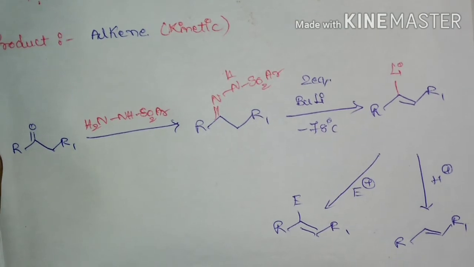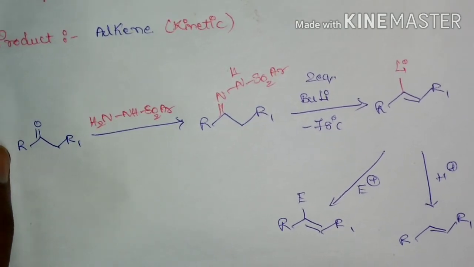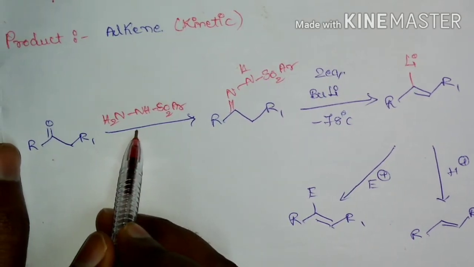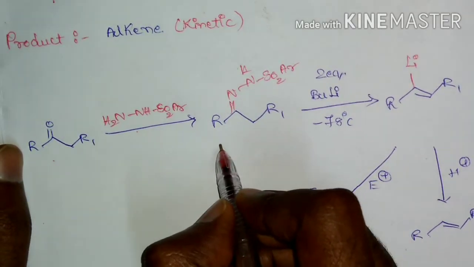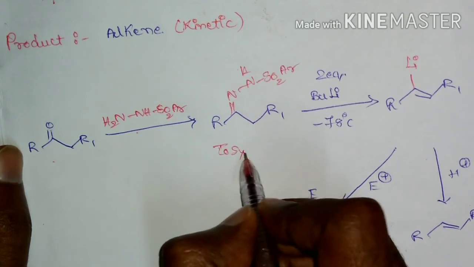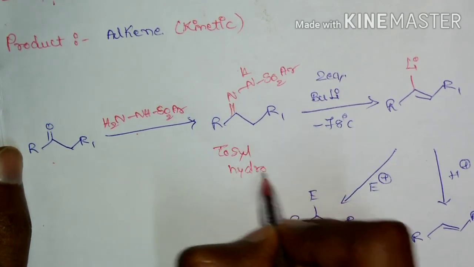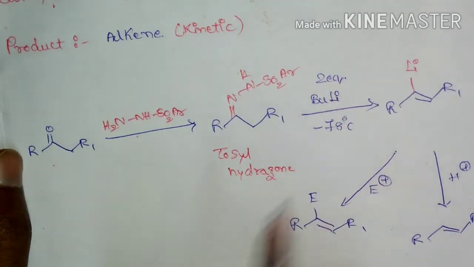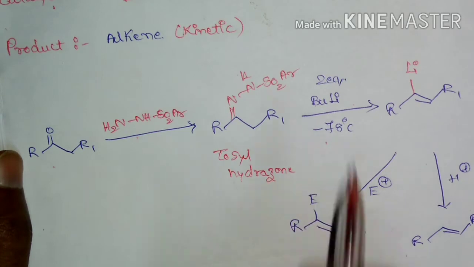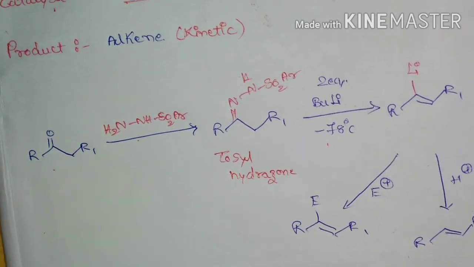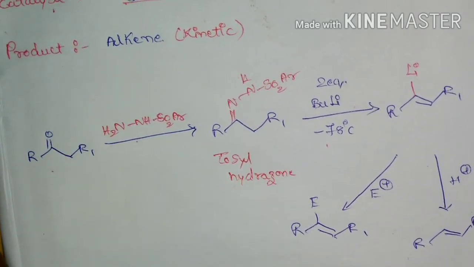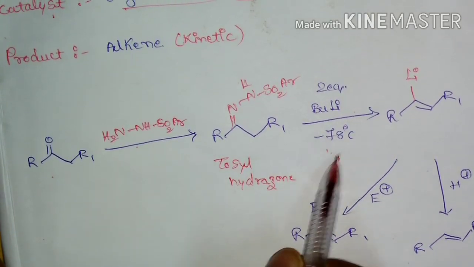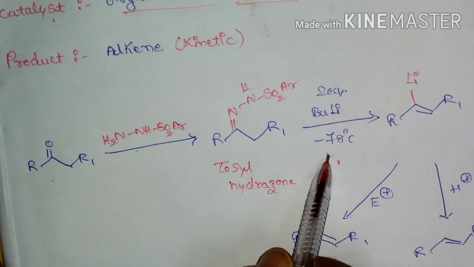Look at the schematic representation of Shapiro reaction. Carbonyl group, upon treatment with tosyl hydrazine, is going to form tosyl hydrazone. So this tosyl hydrazone, upon treatment with 2 equivalents of butyl lithium at minus 78 degrees centigrade. So this is the difference between Bamford-Stevens reaction and Shapiro reaction.